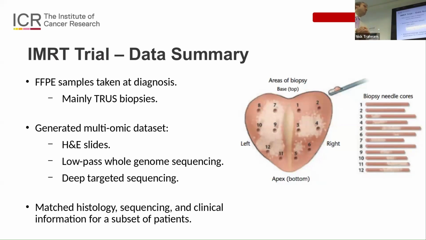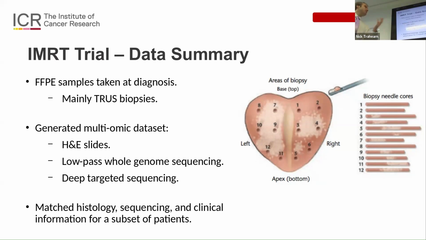From this, we generated a multi-omic data set: H&E slides, and low pass whole genome sequencing. This is a low resolution view of the genome, which again relates to the fact that we're working with FFPE samples. We do have deep targeted sequencing for a few key driver genes that are known to be related to prostate cancer.